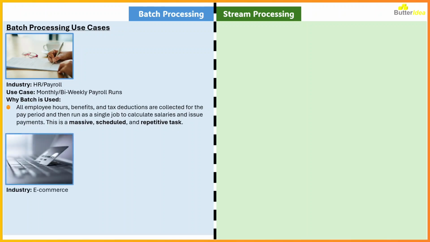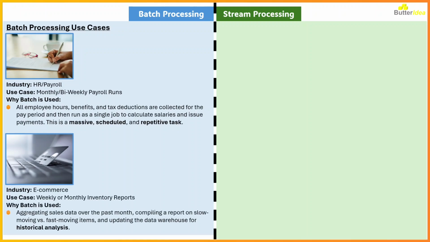In the e-commerce industry, batch processing is used for weekly or monthly inventory reports. Sales data from the past month is aggregated, analyzed, and compiled into reports showing slow-moving versus fast-moving products. This data is then used to update the warehouse or feed into a data warehouse for historical trend analysis.